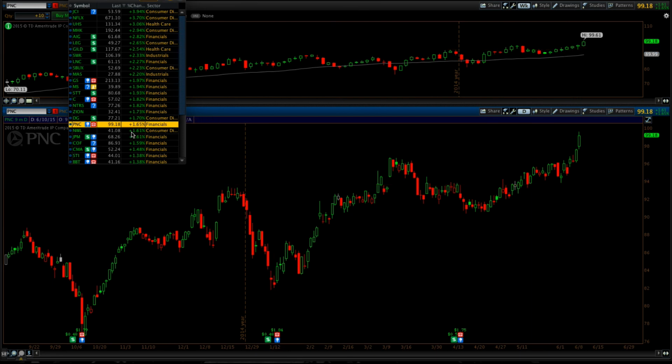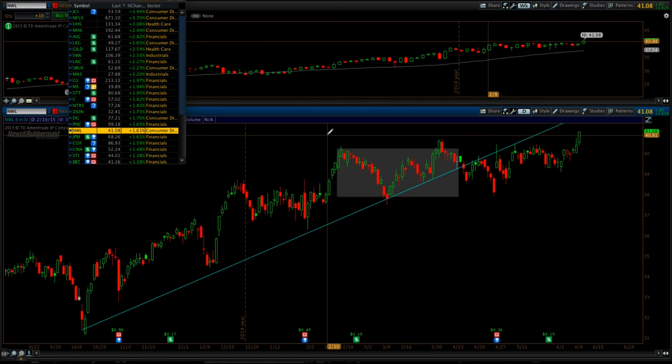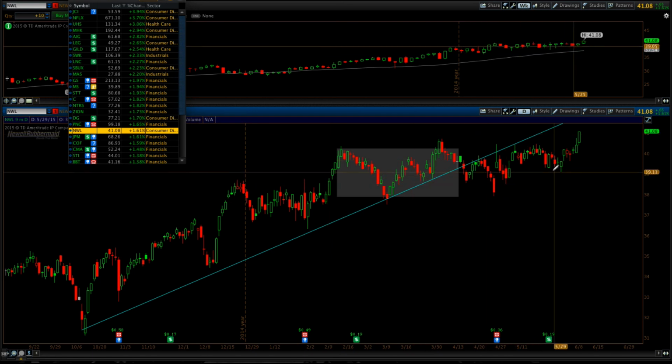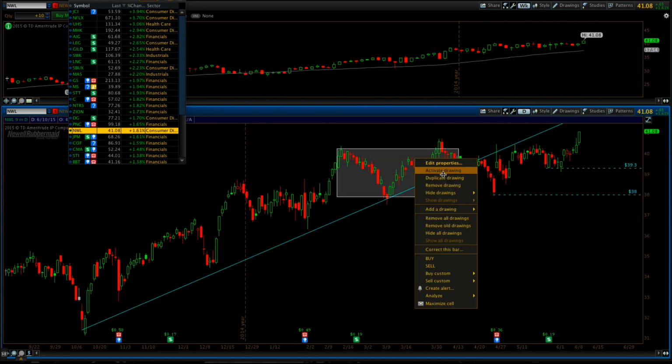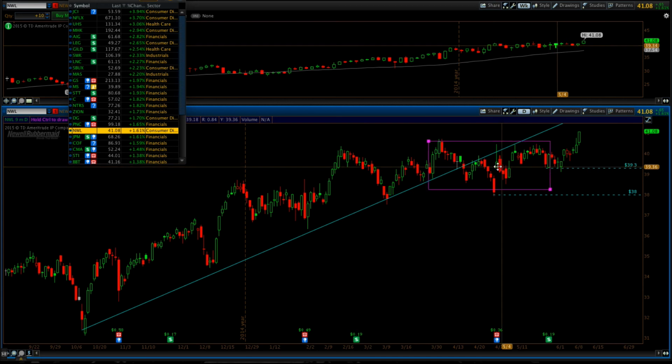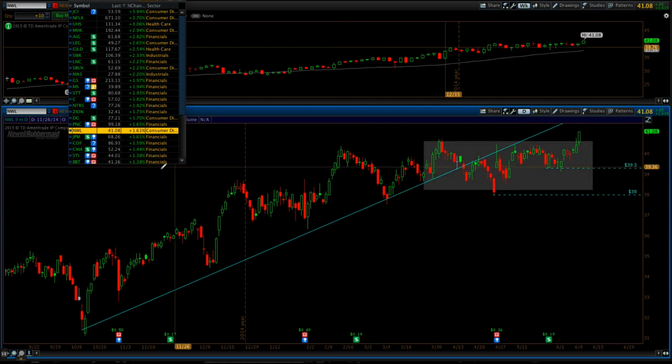Newell Rubbermaid, new one for tonight. A new breakout to new highs. And again, a couple different areas for stop, 39.30 and even 38. All right, but you can see that this is essentially consolidation right through here with a new breakout to the upside.